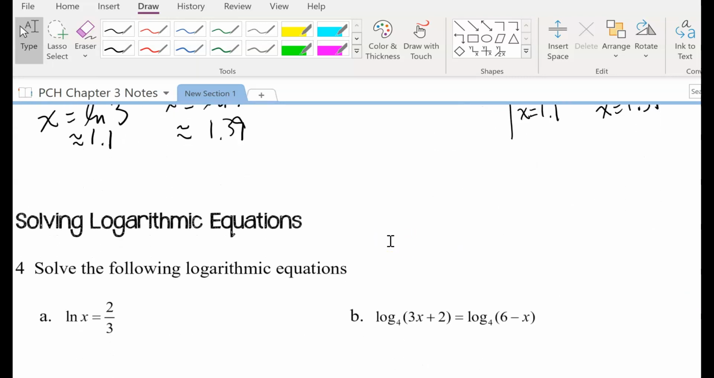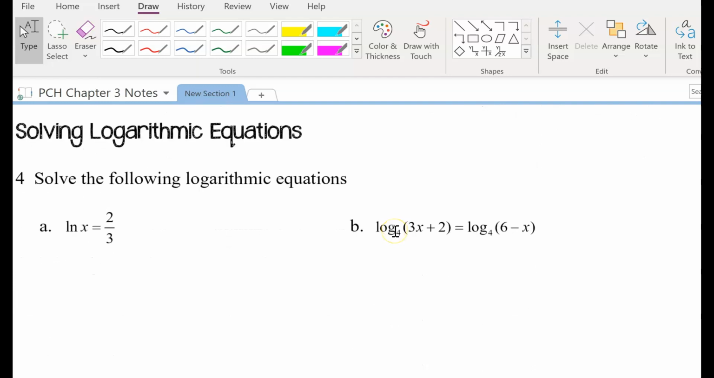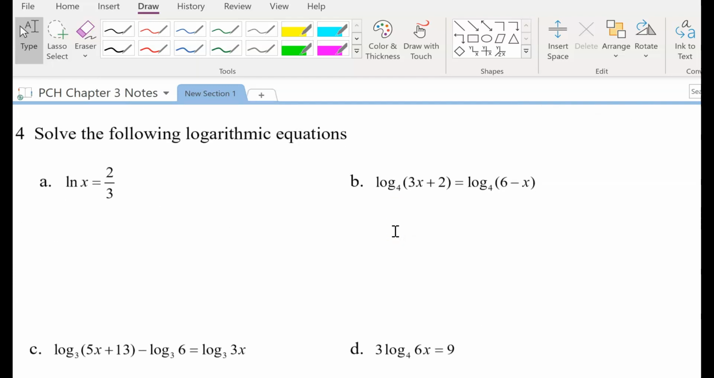Alright, moving on to number 4, more solving logarithmic equations. So let's solve the following. And at any time, if you want to pause the video and work these out on your own and then just kind of fast forward through the solutions to double check your answers, feel free.